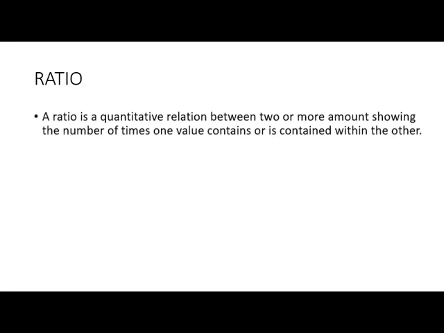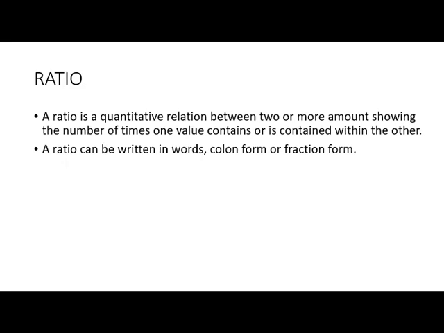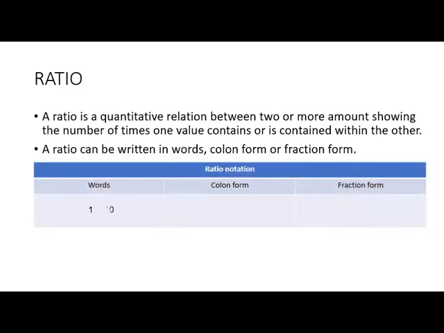Today I will be doing ratios and I will start by explaining what a ratio is. A ratio is a quantitative relation between two or more amounts showing the number of times one value contains or is contained within the other. A ratio can be written in words, column form or fraction form. In words, we can write it as 1 to 10. Column form, you can write it as 1:10, with the colon in between. And in fraction form, you can write it as 1 divided by 10.